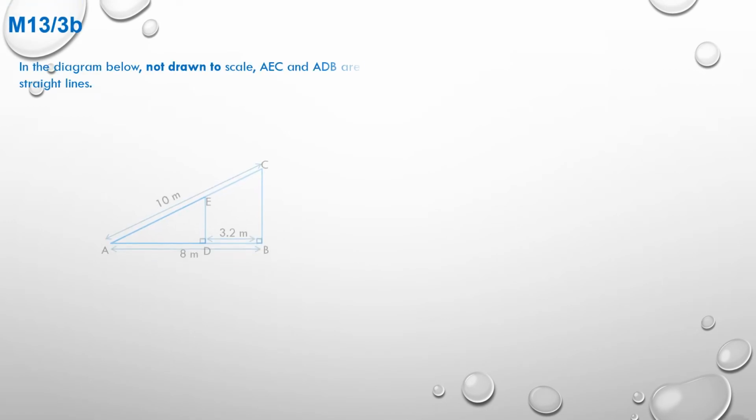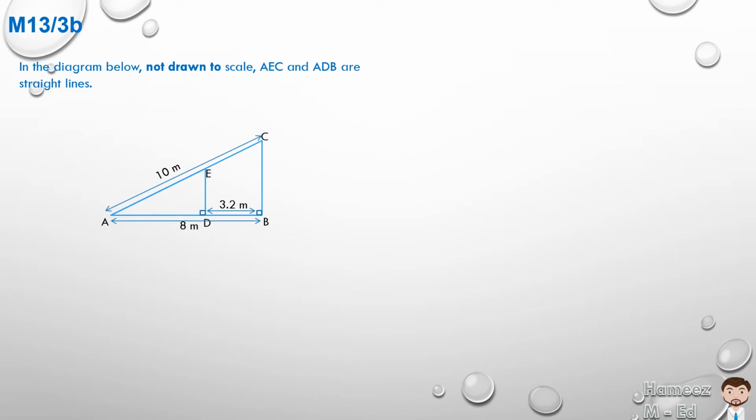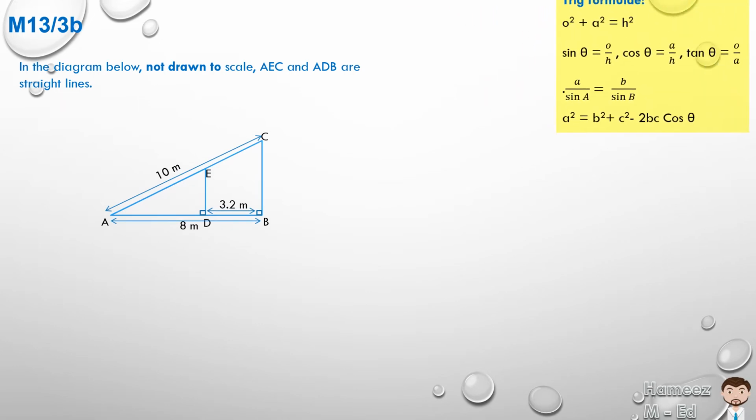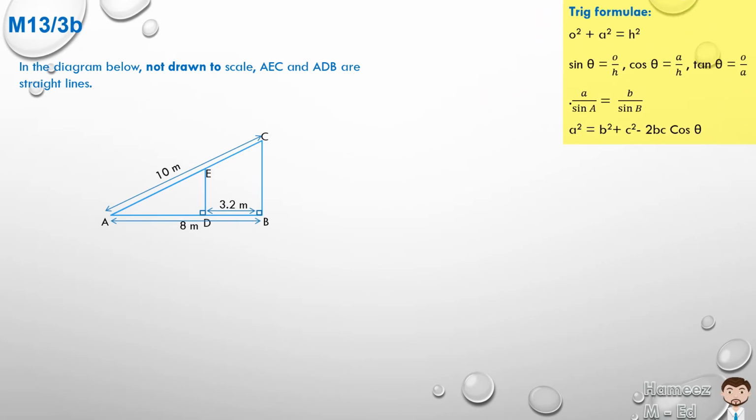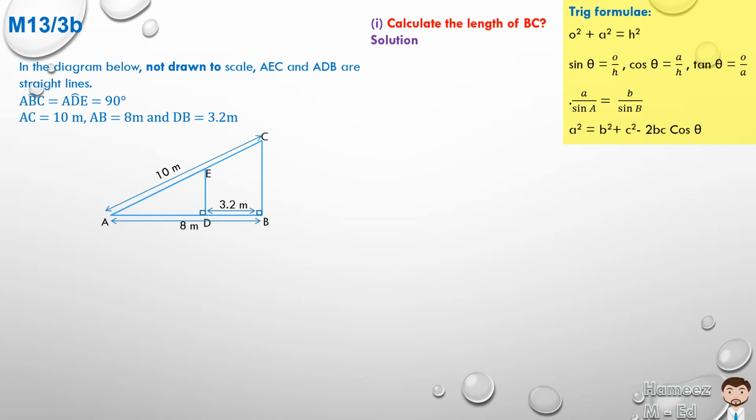3b. In the diagram below, not drawn to scale, AEC and ADB are straight lines. Angle ABC is equal to angle ADE, which is equal to 90 degrees. AC is equal to 10 meters, and AB is equal to 8 meters, and DB is equal to 3.2 meters. Part 1, calculate the length of BC.